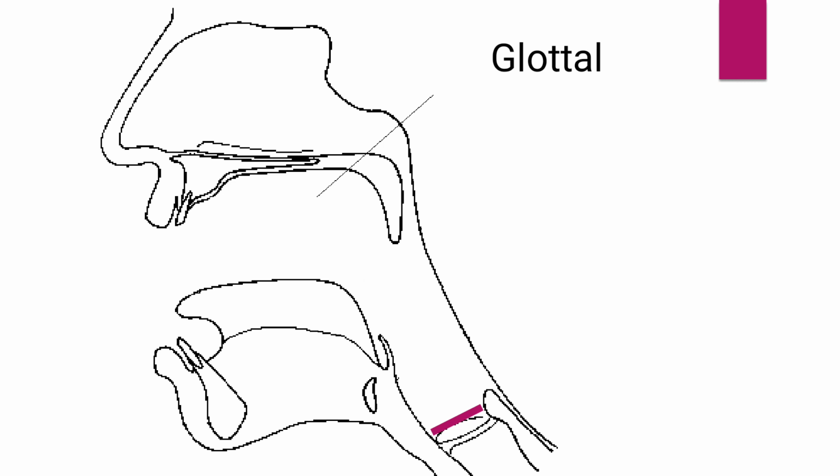Next one is the glottal. When no mouth organ participates in the articulation, it is called glottal. For example, when we pronounce the sounds of a and h, we can observe that no mouth organ is participating in the articulation.